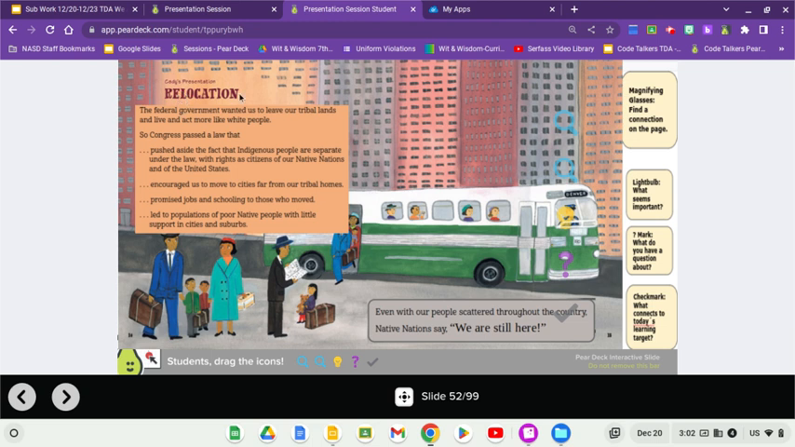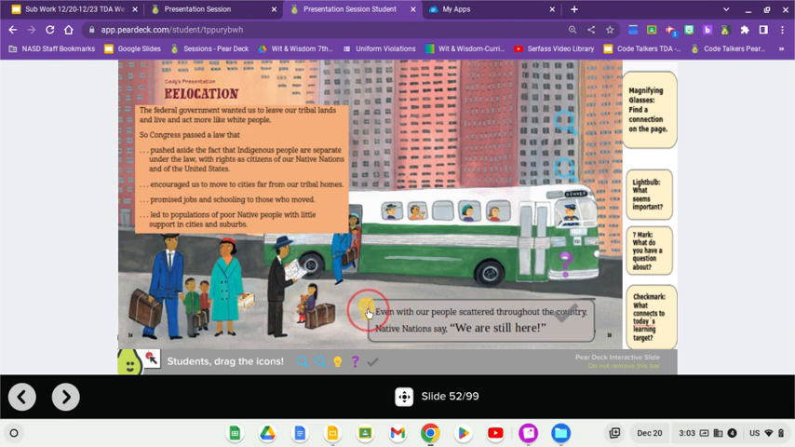Okay. So the federal government wanted us to leave our tribal lands and live and act more like white people. So Congress passed a law that pushed aside the fact that indigenous people are separate under the law, with rights as citizens of our native nations and of the United States. They encouraged us to move to cities far from our tribal homes, promised jobs and schooling to those who moved, and led to populations of poor native people with little support in cities and suburbs.